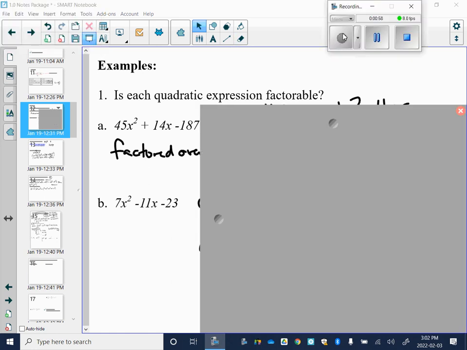Our first one, 45x squared plus 14x minus 187. So, I don't know what I just did there. Cool. Okay.